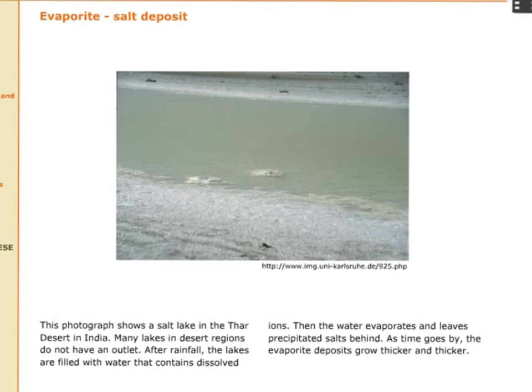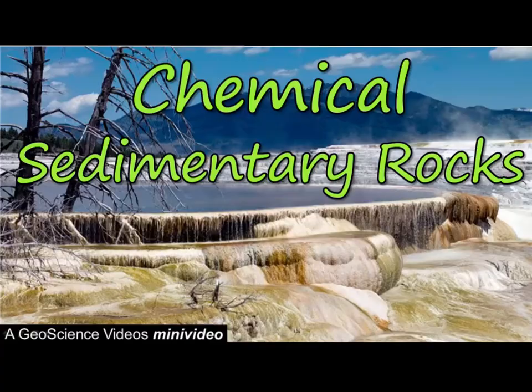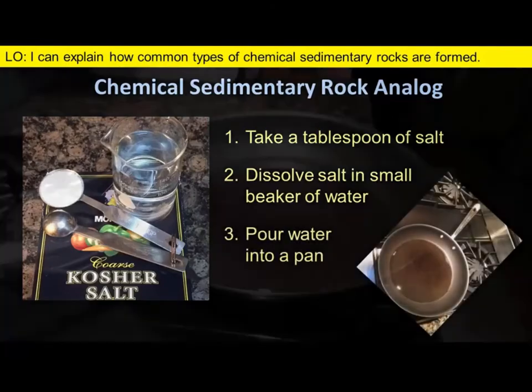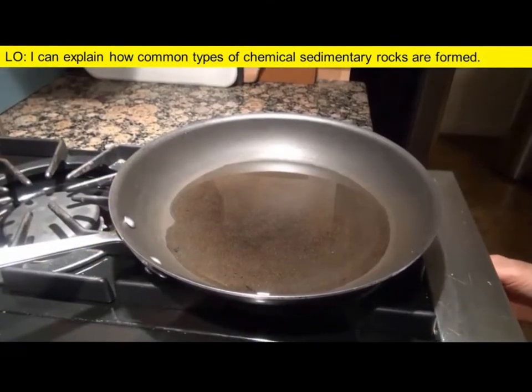So this next video is a model using salt, water, and a pan on your stove to show just a very quick animation or model of how evaporites are formed. Imagine you took a tablespoon of salt and dissolved it in this small beaker of water. Then you added the water to a pan on the stove and cranked up the heat.